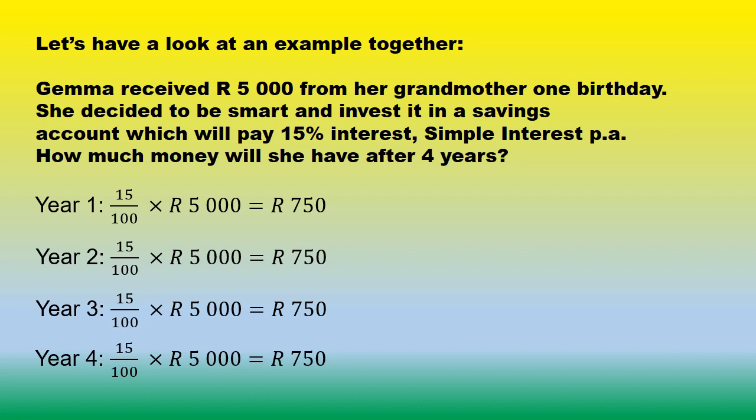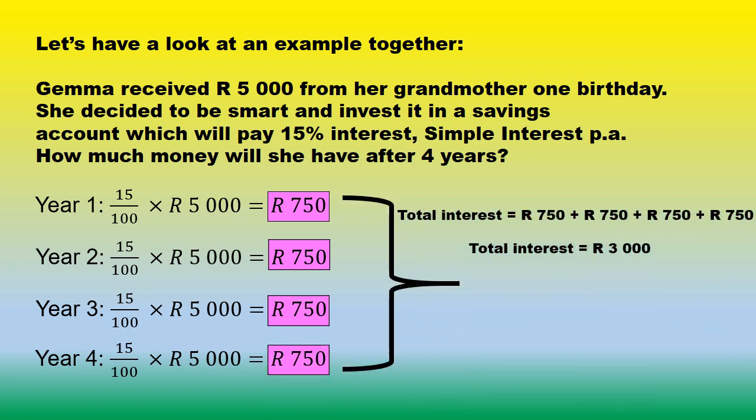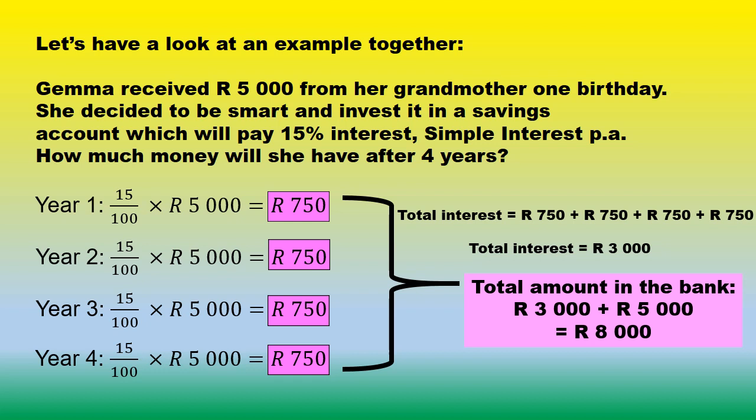It's really easy. All of these amounts are the interest, and they are added together to give you the total interest that you accumulated over those 4 years, which is 3,000 Rand. But because they ask how much money she will have in total, you have to add the interest to the original amount that you put into that bank account. So 3,000 plus the 5,000 gives you a total sum of 8,000 Rand.